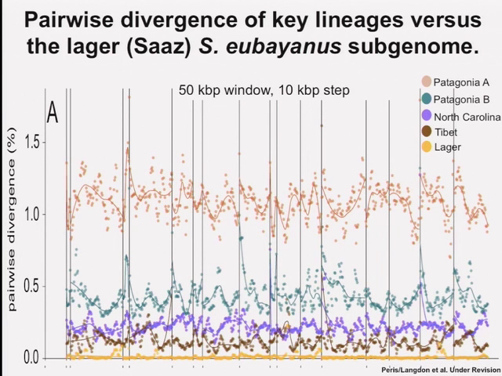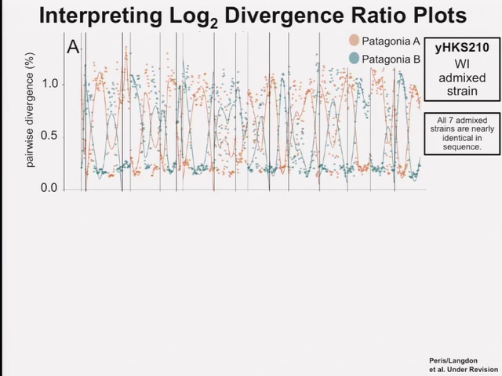And so I'm going to introduce a type of plot that I think makes it a little clearer to look at, and I'm also going to go back to talk about those admixed strains as a way of introducing this type of plot. What we've done is take those pairwise divergence plots and now plot them against two different reference strains. In this case, we're plotting against a reference strain from A and a reference strain from B, and what you can see is a sort of zigzagging mess where one goes up, the other goes down, and so on and so forth.